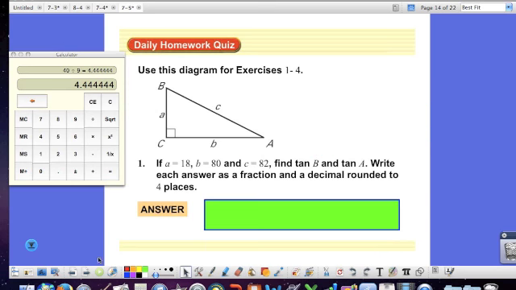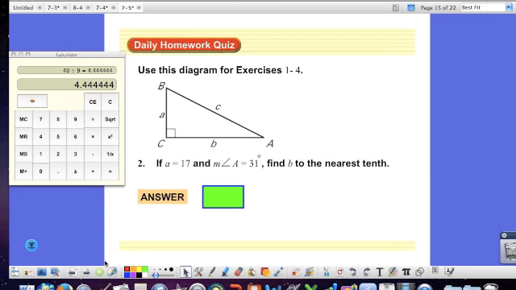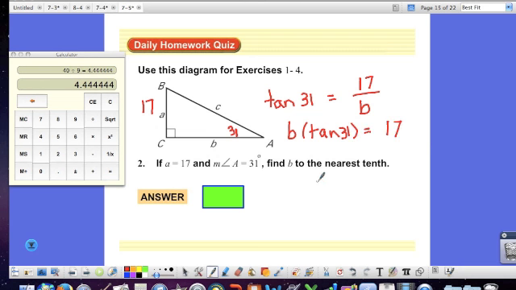So, next one, let's say that length of A is 17. This is 31 degrees. Find B. So opposite, 17 over adjacent, B. So B times the tangent of 31 is going to be equal to 17. So B is going to be equal to 17 divided by the tangent of 31.